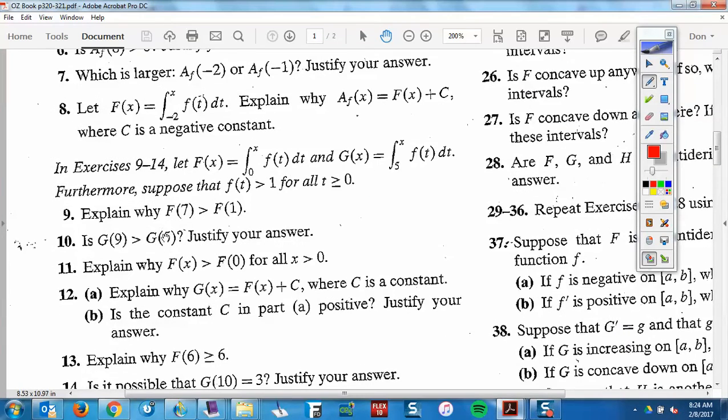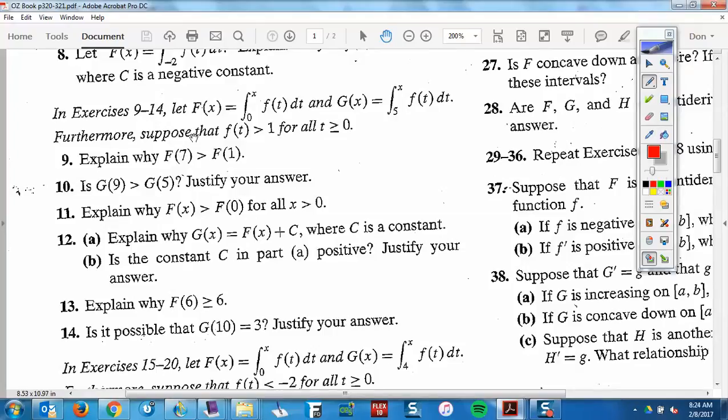Okay, let's go down to this section right here. That's his big F, so this is the same scenario. Big F is the area from 0 to x. Big G is the area from 5 to x. Now we're not using that other graph up there anymore, right? This is a different problem. Furthermore, suppose that little f is greater than 1. Explain why F of 7 is greater than F of 1. Somebody want to take a crack at that? What would you say there?